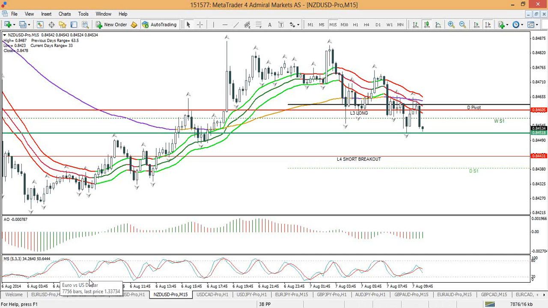Yeah, the Kiwi looks the best. Nice descending wedge was fighting against this L3. Kind of broke through it already, but then made a retracement, which therefore looked like a discount.